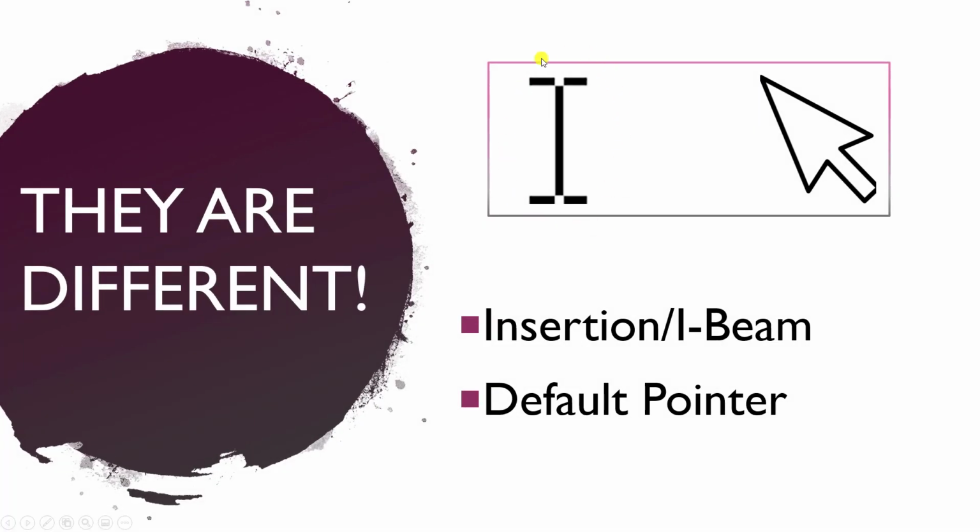The I is the insertion cursor, and the pointer is the pointer for your computer. Normally, your pointer is related to your mouse. The insertion or I beam is related to when you're ready to enter text into a document.